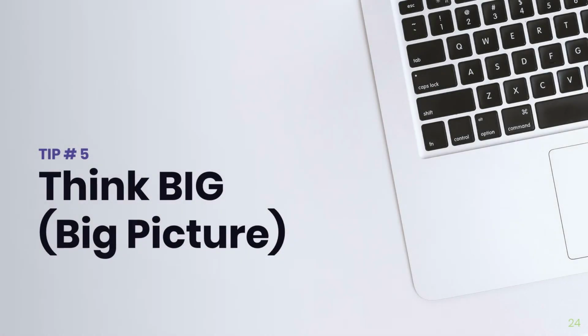Tip number 5, think big. Think of the big picture. So a functional specification document doesn't have to be limited to the sections defined in your template. You can add more information as you see fit. If you feel that you need to consider aspects of the project or change, then by all means include it. The more detailed you can be to help the reader to understand what's going on, the better.